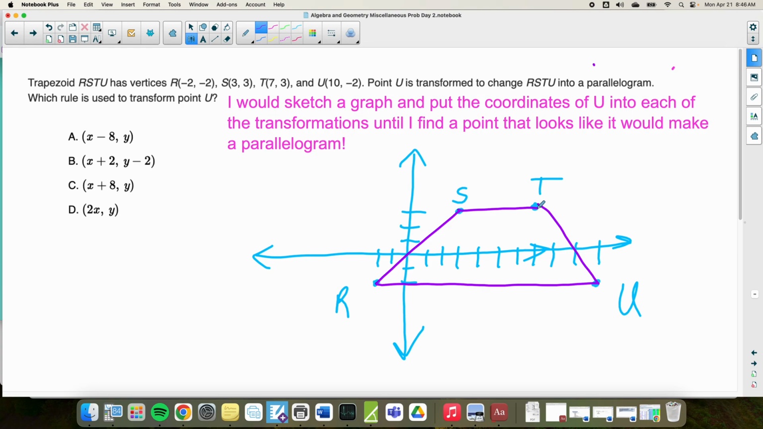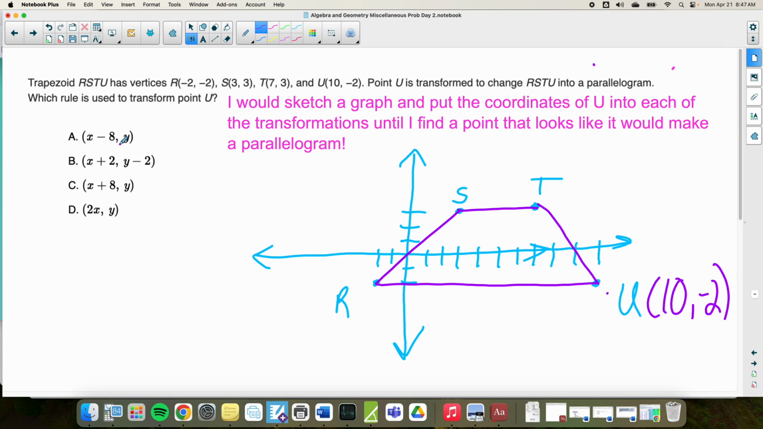Okay? But here's what it's saying. Point U is transformed to change RSTU into a parallelogram. So point U is moved, okay? And what they're asking you is to move that U. Which of these would we want to do? So right now, U is at 10, -2. And what this is saying, if you subtracted 8 from the x and kept your y the same, would it be in a point that it could be a parallelogram?